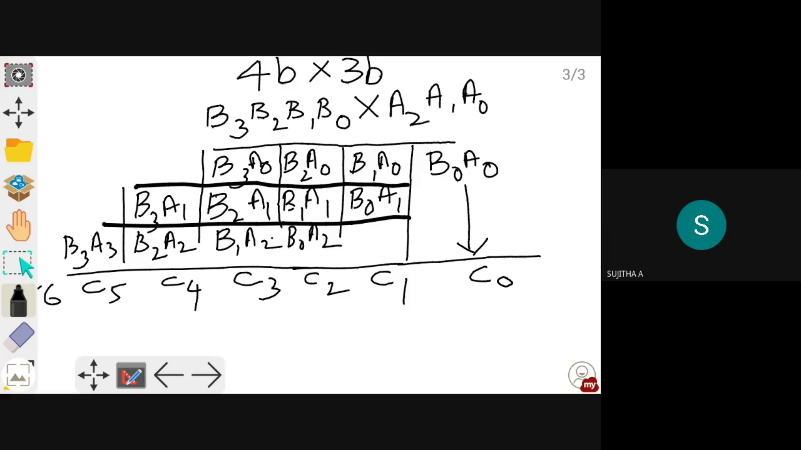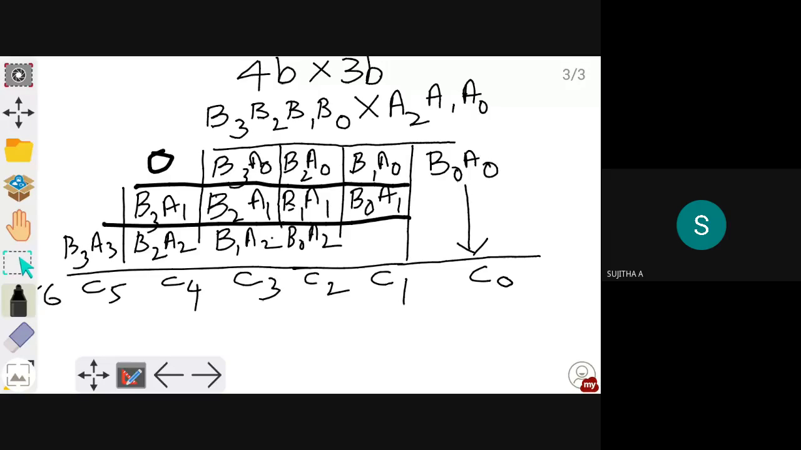How many bits are there in the first row? Four. You leave the B naught and A naught. B naught and A naught should be separate one. Three, ma'am. So you can add 0 here. So it has 4 bits. Then in the second row, you have 4 bits.